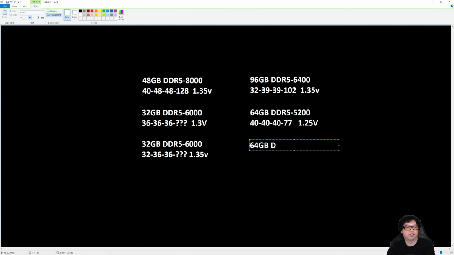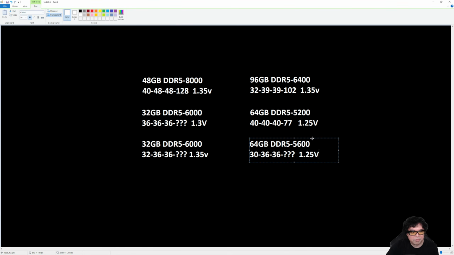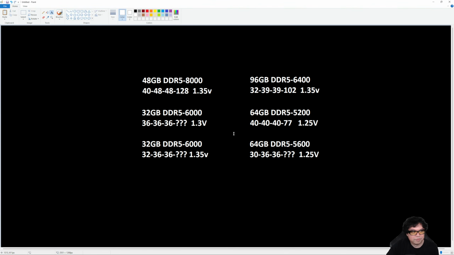64 gigabyte DDR5 5600. These are all my memory kits, by the way. I'm happy to remember what all of them are. Okay, this one's 36 or 34 or something. It doesn't really matter. At 1.25. Okay. So these are the memory kits that I have.